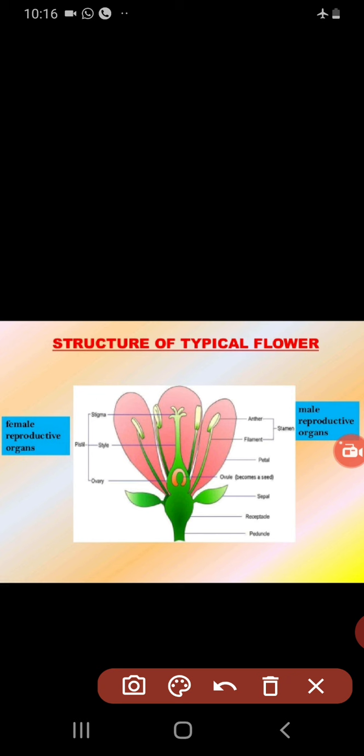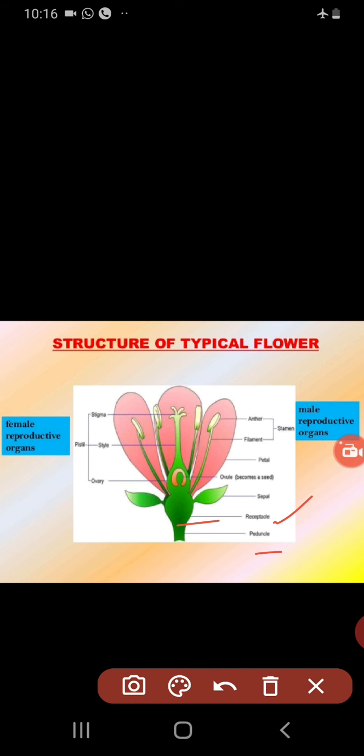Now you can see the start of the flower, it is from this structure. This is known as the peduncle. This peduncle is the stalk of the flower. At the top of this stalk, a special structure is there, that is the receptacle. On this receptacle, all the four whorls of the flower are attached. Means a typical flower has four whorls, four cycles, and these four cycles are attached at this structure which is known as the receptacle.